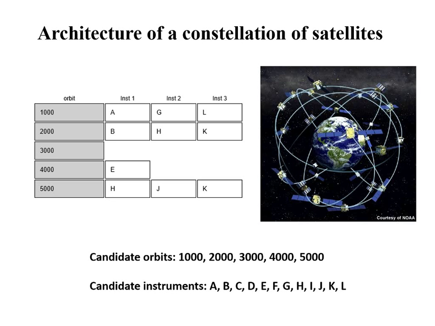In this particular design shown, instruments A, G, L are assigned to orbit 1000, and instruments B, H, K are assigned to orbit 2000. An empty orbit means no spacecraft will fly in that orbit. Instrument E is assigned to orbit 4000, and instruments H, J, and K are assigned to orbit 5000. Note that the same instruments can be assigned to multiple different orbits.